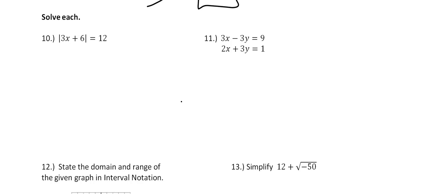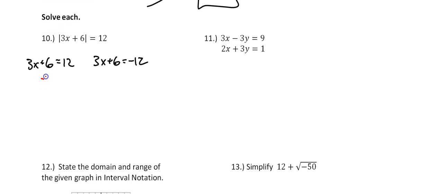Next one, remember absolute value functions, we have to split them up. So this one I would do the 3x plus 6, the thing inside the absolute value, could equal a 12, or the 3x plus 6 could equal a -12. Okay? That's the nature of absolute value. A 12 versus a -12 will still give me the same thing when it comes out of the absolute value.